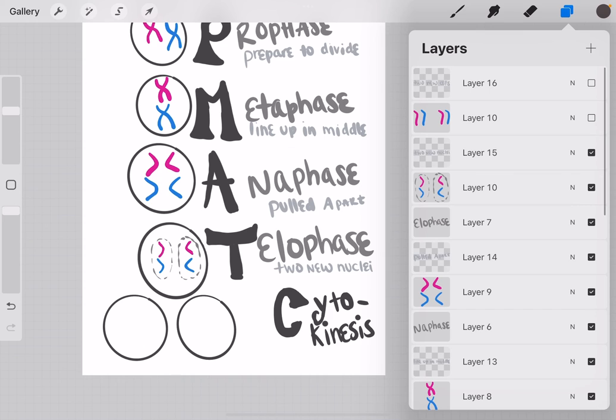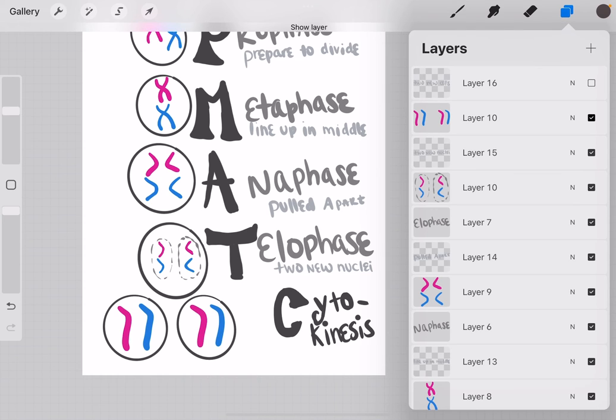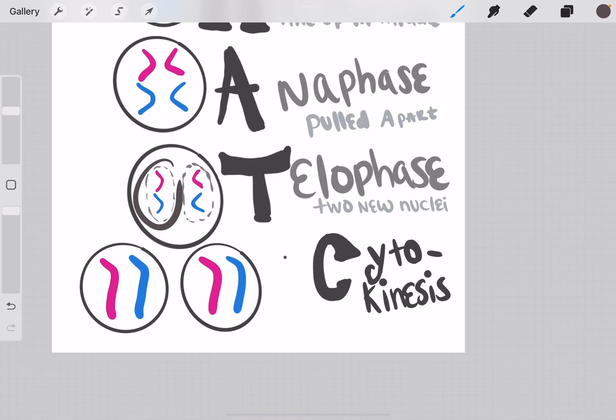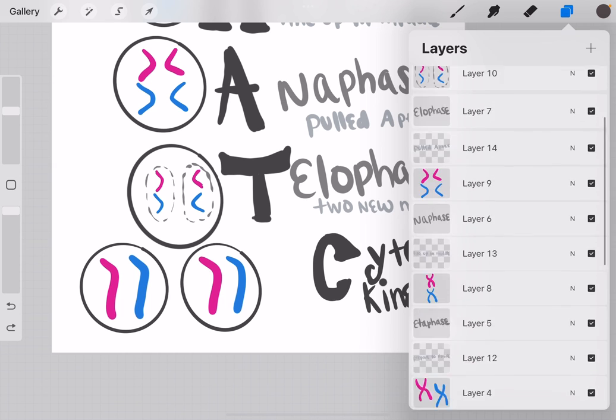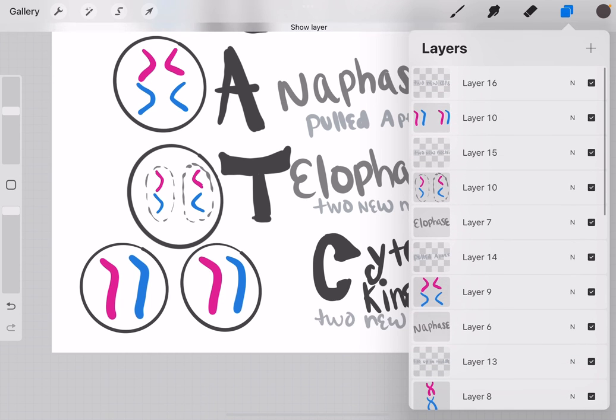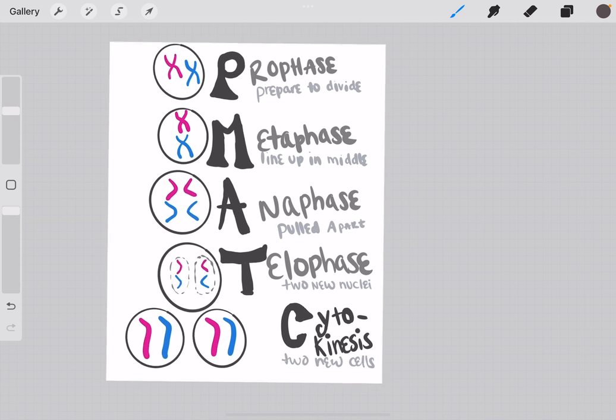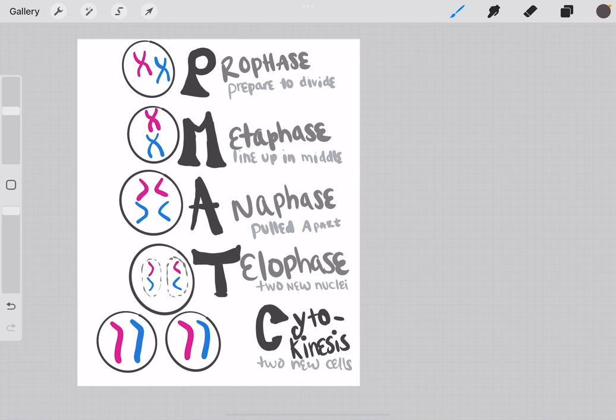If so, it's telophase. And then last but not least, we have what's known as cytokinesis. This is when the cytoplasm is fully divided. In telophase, we began forming 2 new nuclei, but they didn't fully form yet. In cytokinesis, we do have that full separation. We have that cell and we have that cell. They're fully separated from one another. That is known as cytokinesis. And that, my friends, is PMAT, the subphases of mitosis, cellular division.